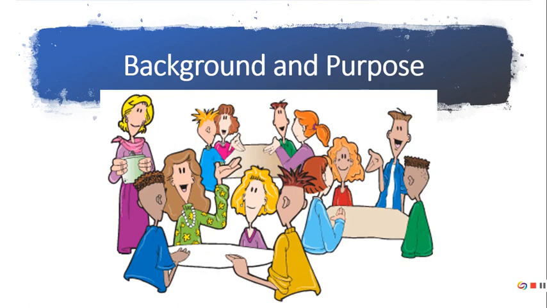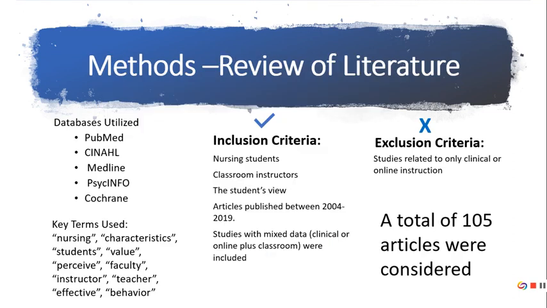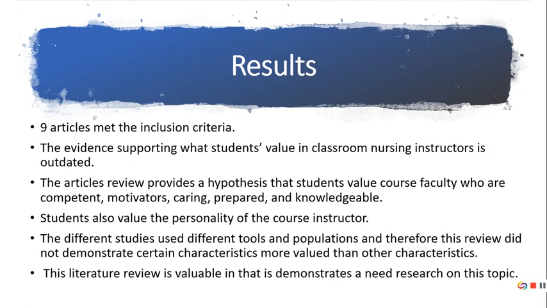As we go through this presentation, I am just talking and giving you a background. I won't read through every slide, so please pause and review the material as I go through it. This literature review was conducted using specific databases with key terms, with inclusion and exclusion criteria. This criteria resulted in 105 articles that were considered for the review. Of those 105 articles, 9 met the inclusion criteria. On the next slide, which is a good place to pause and review, you'll see the table of evidence that was created based on these 9 articles.